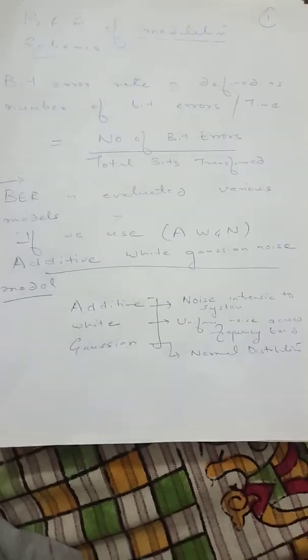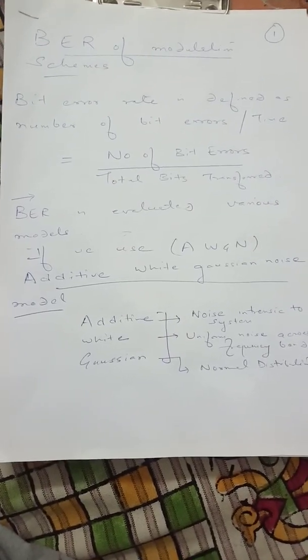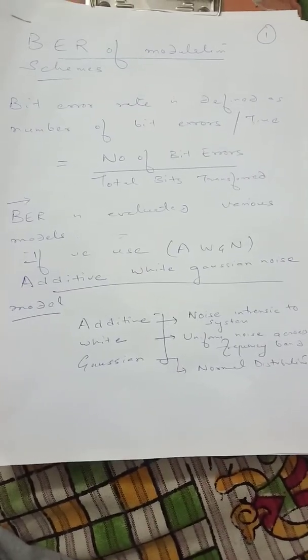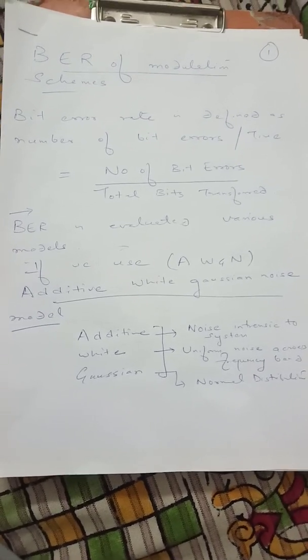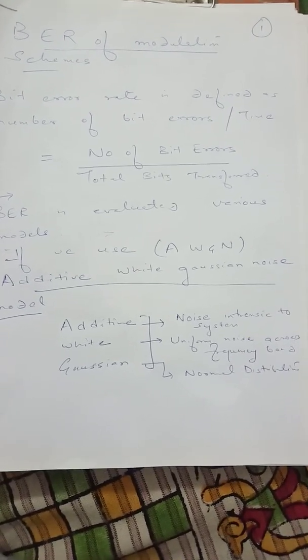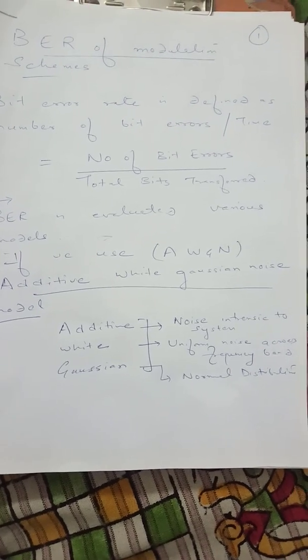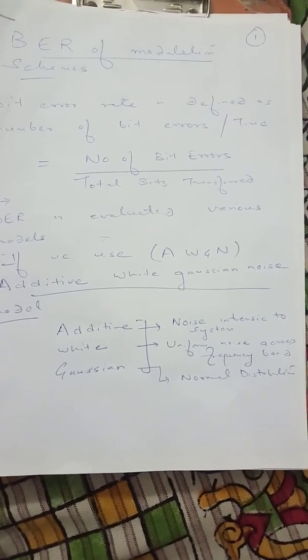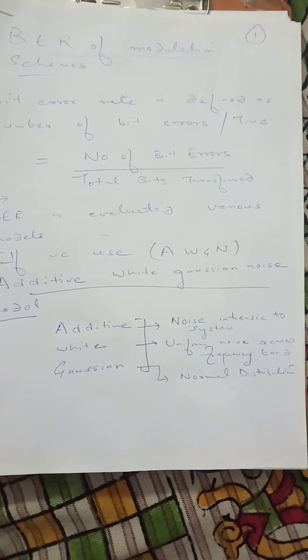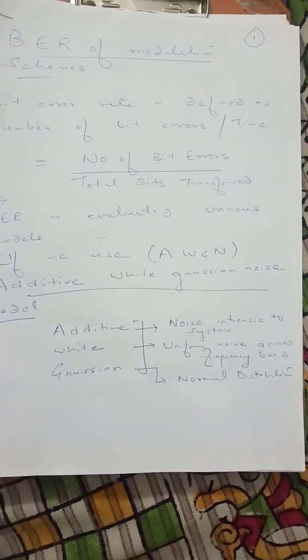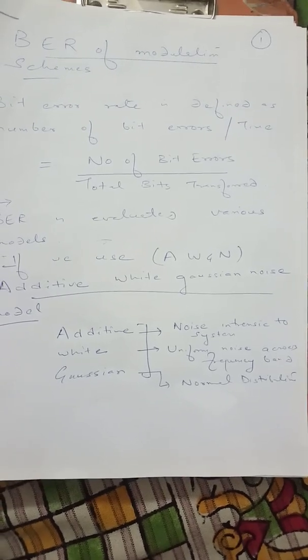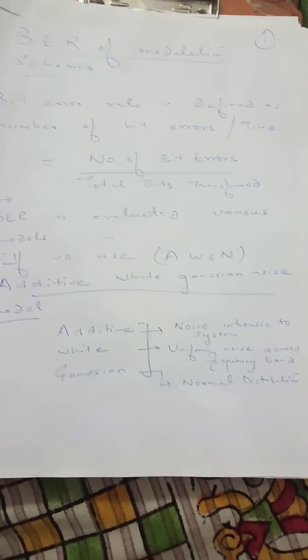Now, if we want to analyze bit error rate, we can use a specific model. Here in this case, we are using an AWGN model. What is the AWGN model? It is the additive white Gaussian noise model. What does it mean? It means that the noise is intrinsic to the system and it is additive in nature. It is white, which means there is uniform noise across the frequency spectrum. And then we say that it is Gaussian in shape.